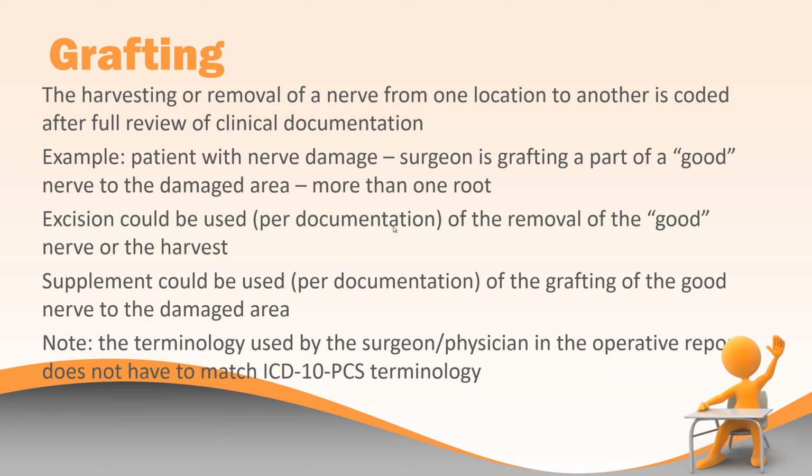In terms of grafting, specifically for the nerve area, but typically in general, grafting is done. That means there's two components. One is what we call harvesting, which is getting the good tissue, or the good nerve in this case, and moving that to the damaged area. From an ICD-10-PCS standpoint, the harvesting component would be considered excision for the most part.